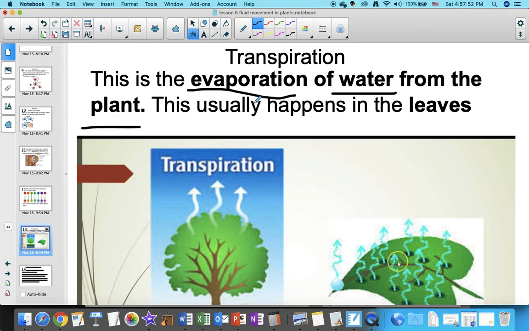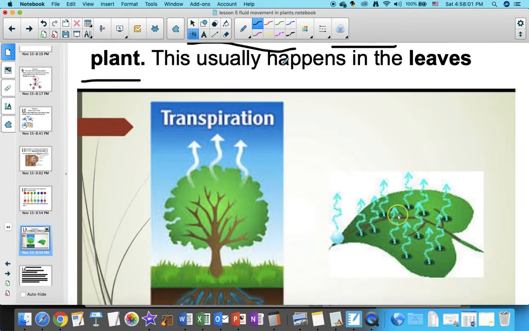Not evaporation, transpiration. It's evaporation of water through the leaves or through the plant. Right? So instead of having this huge amount of water at the top of the plants, it eventually just evaporates out of the plant in a process called transpiration.